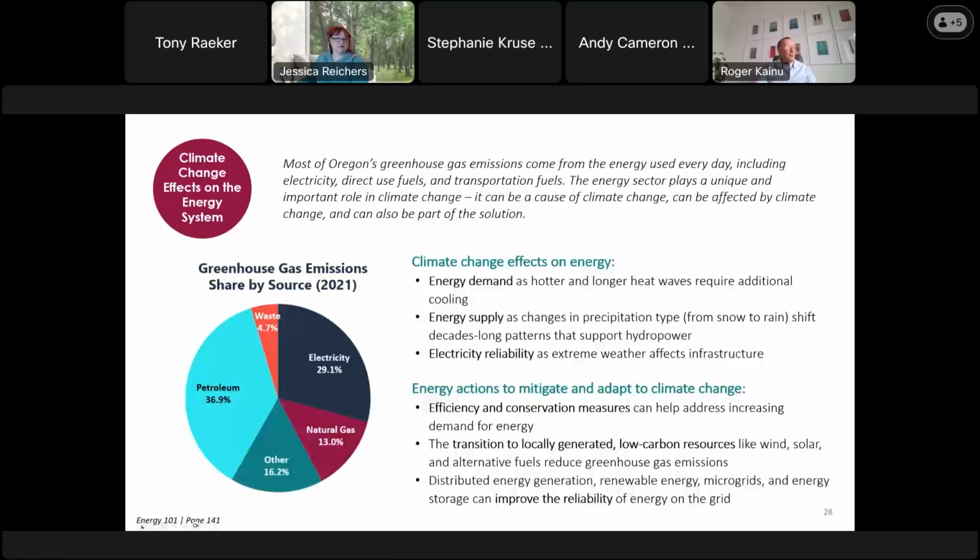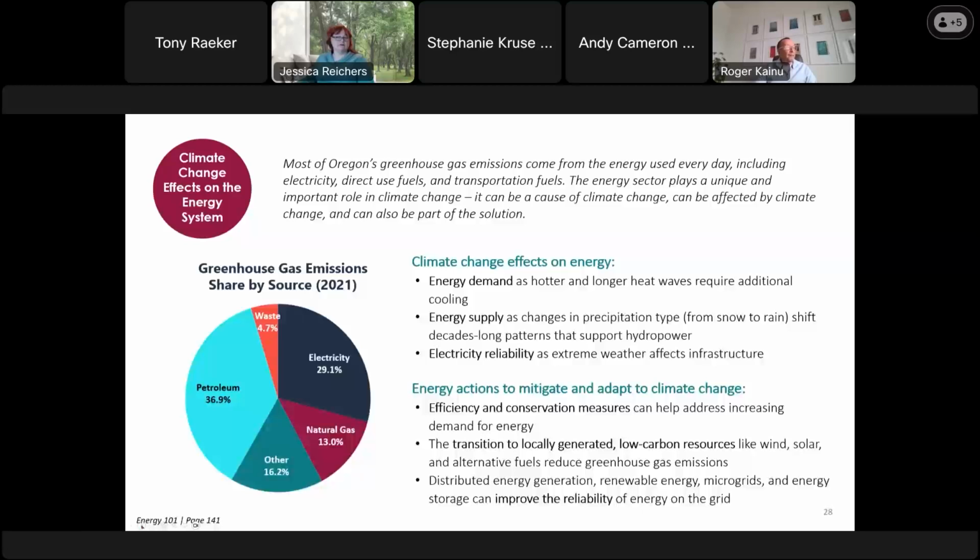As we note on this slide, the energy sector plays a unique and important role in climate change. It can be a cause of climate change, can be affected by climate change, and can also be part of the solution. Climate change can affect energy demand as hotter and longer heat waves require additional cooling in homes and businesses. Warmer temperatures and more frequent heat waves have created new summer peaks in electricity demand, where the Pacific Northwest used to typically peak in winter.